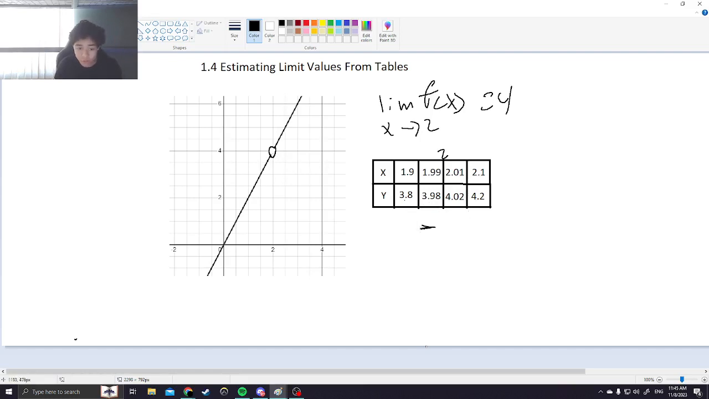So if you have just under 4 on this side and just over 4 on this side, you could assume that if you have 2, it's going to be 4. And that's basically what this concept is. You just look at the table. Oh, okay. From the left side, it's approaching 4. From the right side, it's approaching 4. So it looks like the limit is going to be 4, even if the point itself does not exist.